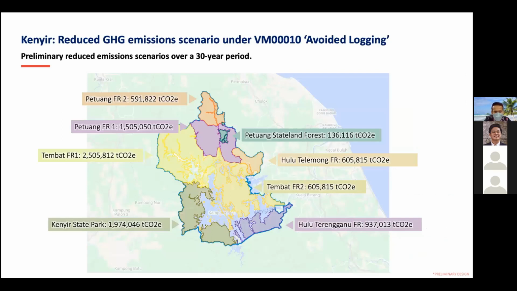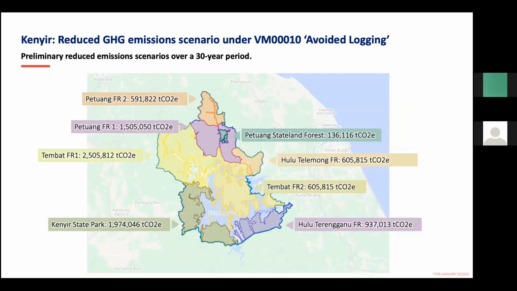And then we look at Kenyir, it's not just one Kenyir. Kenyir is memang a collection of forest reserves. There's Kenyir State Park, Tembat, Petuang, Ulu Lemong, Ulu Terengganu. These are the different forest reserves in the Kenyir catchment. So we can also, at the operational level, estimate what is the reduced emissions if we protect these areas. So this is the manfaat iklim if we protect this area. Okay, so the first one, climate.